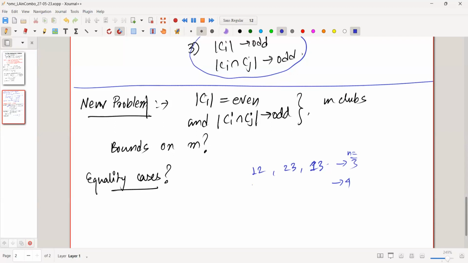{1,2}, {1,3}, and {1,4}. Yeah. But I think you can also do more? {1,2}, {2,3}, {3,4}, and {4,1}. No, that won't work. You only get 3. Yeah, 4.